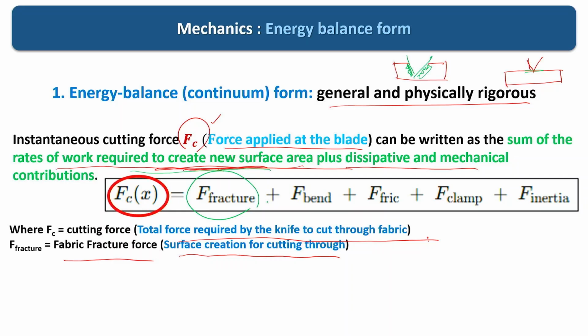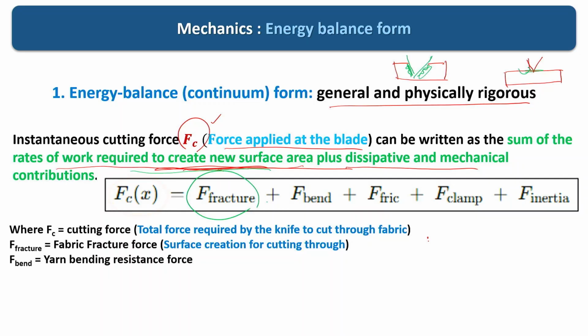Okay. Next is the two, counteract the yarn bending resistance. So, yarn gets bent, the bending will take some load, that is if bending is there, then friction. So, fabric and blade will slide because there will be relative motion, and that sliding resistance will require some force.